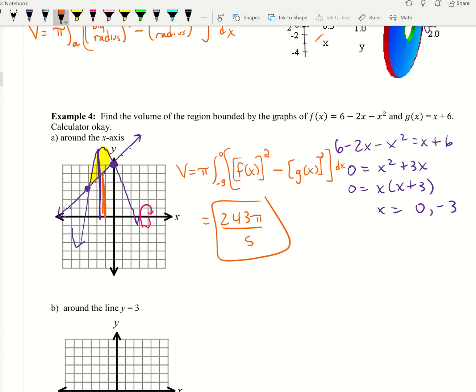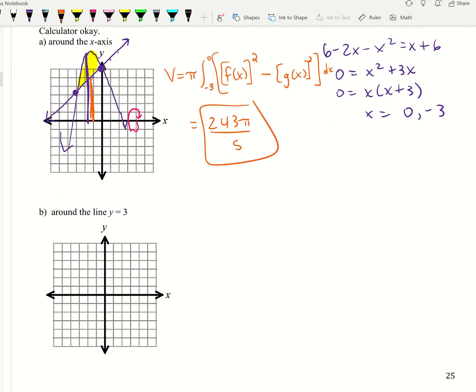Now, this is the same set of equations. Okay, so I have the line y equals x plus 6, which is a y-intercept of 6 and a slope of 1.